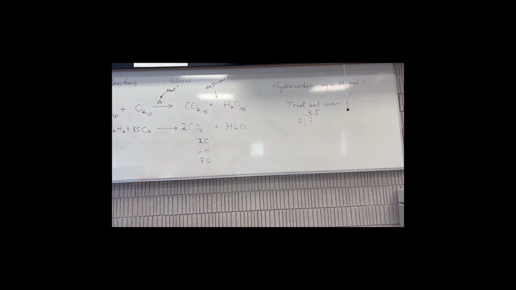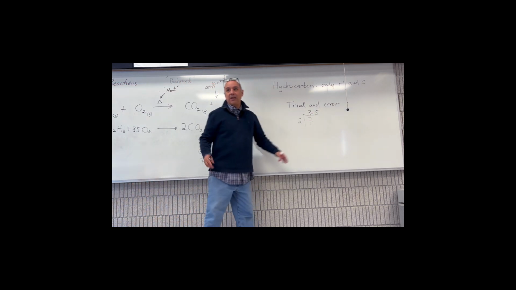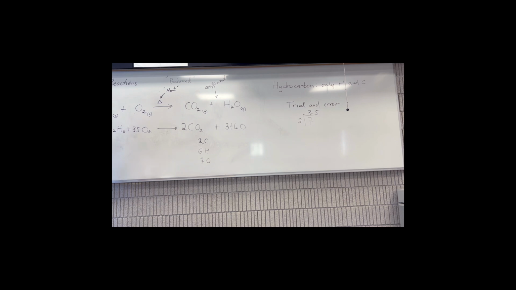Now we have to do one trick to fix this so that chemists don't get mad. And that is change the 3.5 into a whole number. Well, we do the same thing that we did over here in reverse. We multiply that number by 2. So what is that multiplied by 2? 3.5 times 2 is 7. I'm going to put a 7 here.